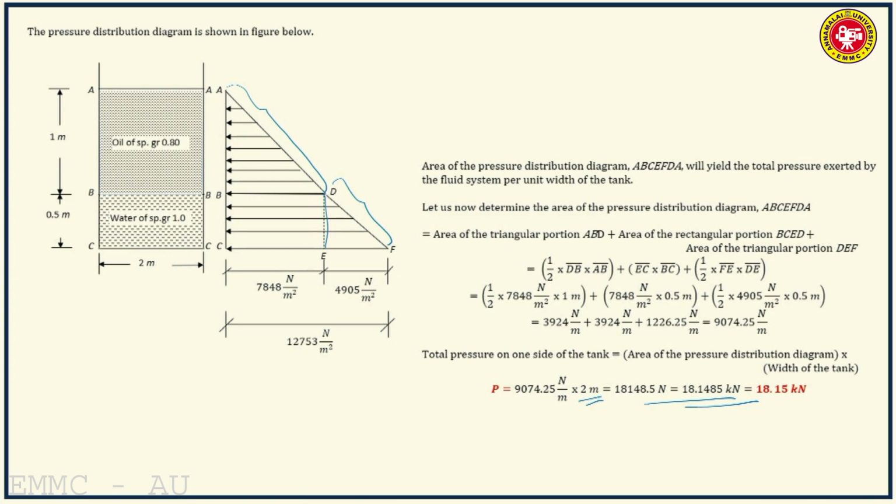So pressure intensity at the base of the tank, that is PCC, is this much. The area of the pressure distribution diagram multiplied by the width of the tank will give you the total pressure on one side of the tank. So the area of the pressure distribution diagram comes to 9074.25 Newton per meter multiplied by 2 meters. This is the width. So you get 18148.5 Newton, that is 18.15 kilonewtons.